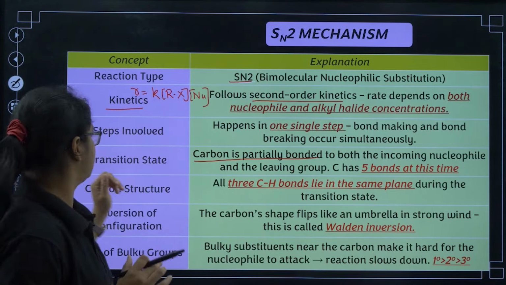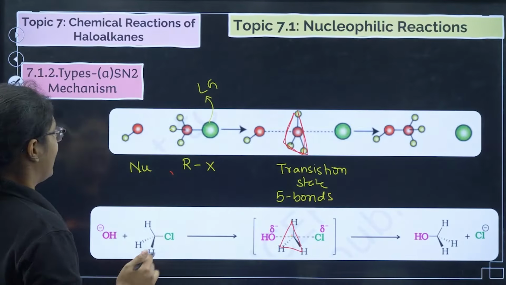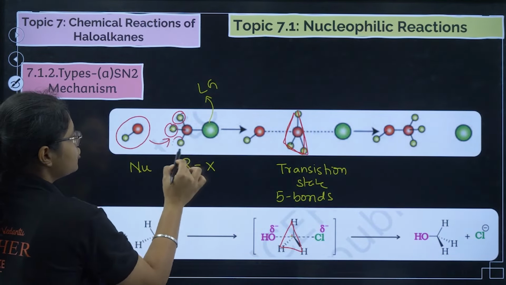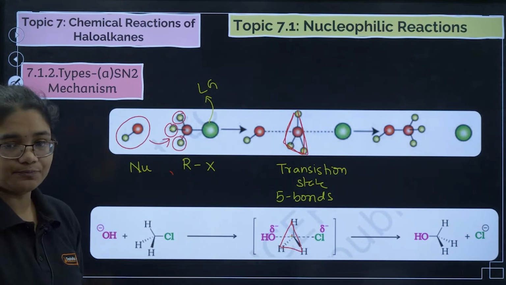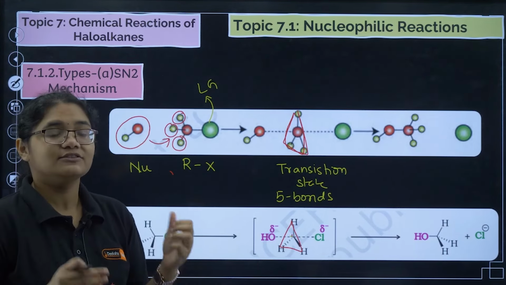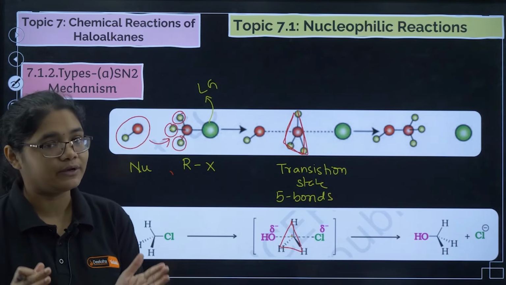In the primary group, you see here what is the mechanism happening. This nucleophile has to attack from the back side, right? So these groups should be having less hindrance. If they are putting more hindrance, then the attack of this nucleophile will be very difficult. So that is why the order is 1 degree, 2 degree, 3 degree.